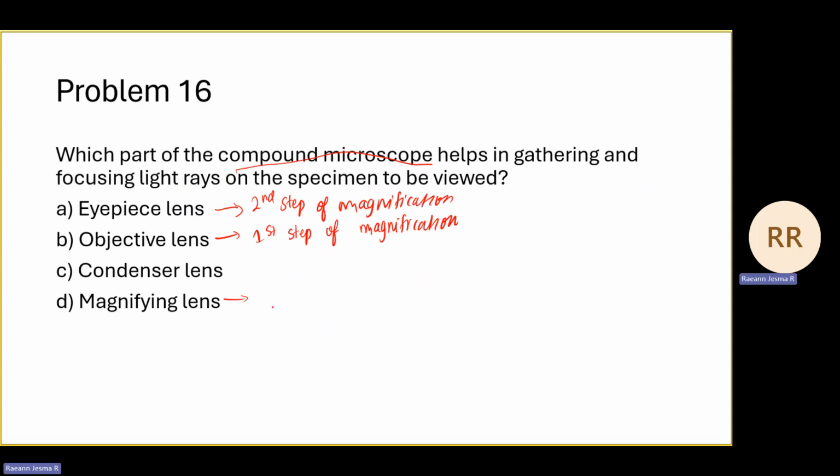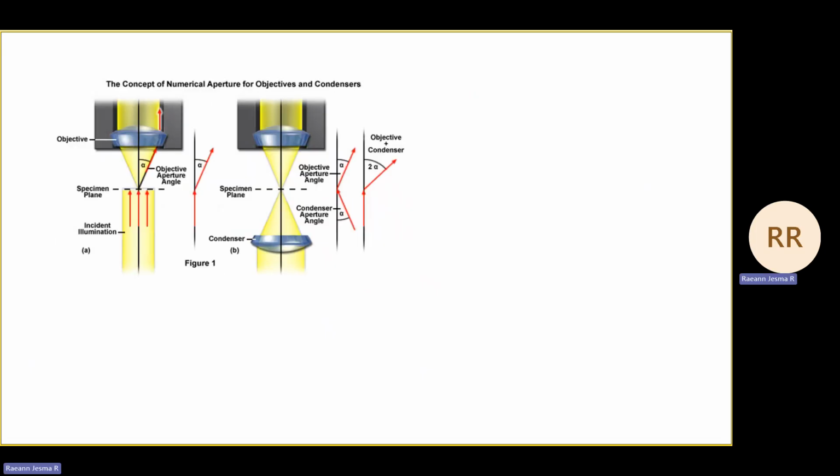Magnifying lens, as the name says, will be used to provide magnification of the image, right? So what is a condenser lens? A condenser lens is generally used to gather the light rays that are coming from different angles from the light source and make them into a focused beam. So here you can see that we have two types of systems. So what is the function of a condenser lens?